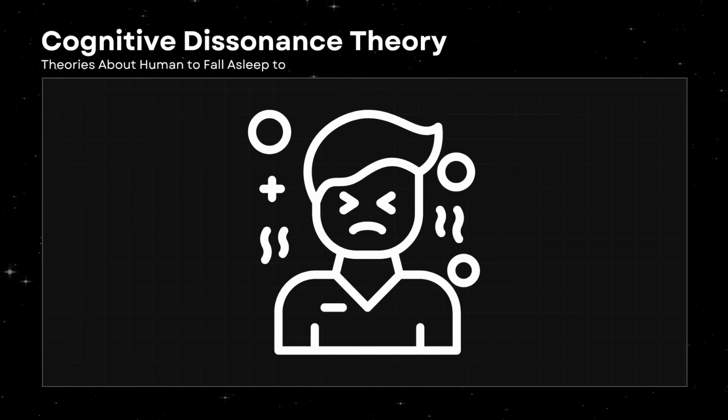The strength of dissonance depends on a few things. One is how important the beliefs are. A person who sees honesty as a core value will feel more dissonance after lying than someone who doesn't care as much. Another factor is how much control the person feels they have. If someone is forced to act against their values, they may feel less tension because they don't see it as their choice. The more choice and responsibility a person feels, the stronger the dissonance when their actions conflict with their values.